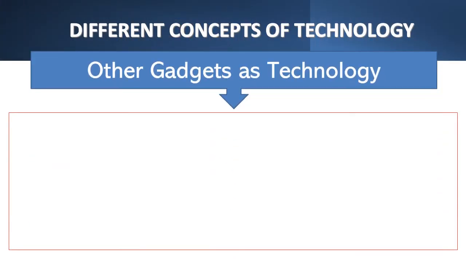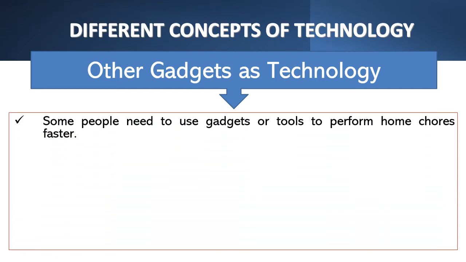Next, we have other gadgets as technology. Some people need to use gadgets or tools to perform some chores faster. Right? For example, the washing machine. Maybe all of us already have a washing machine, because we want to finish things quickly, and we want it to multitask. And then rice cooker, hair blower, electric fan, a floor polisher.